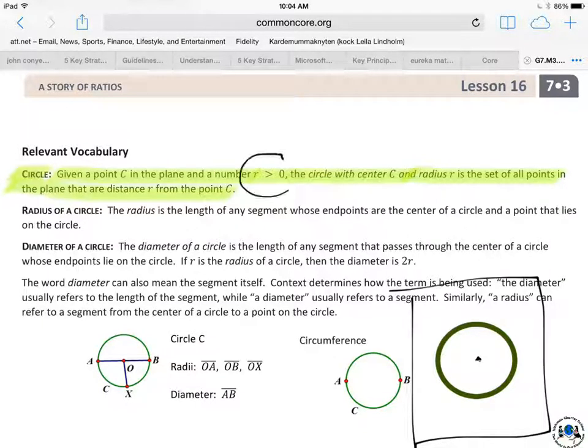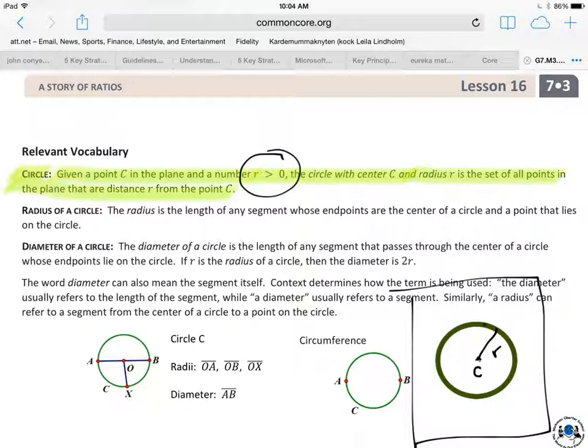Okay, this has got to be the case here. We can't talk about negative numbers here. The circle with the center C and radius r, there's C, there's r, is the set of all points in the plane that are distance r from the point C.